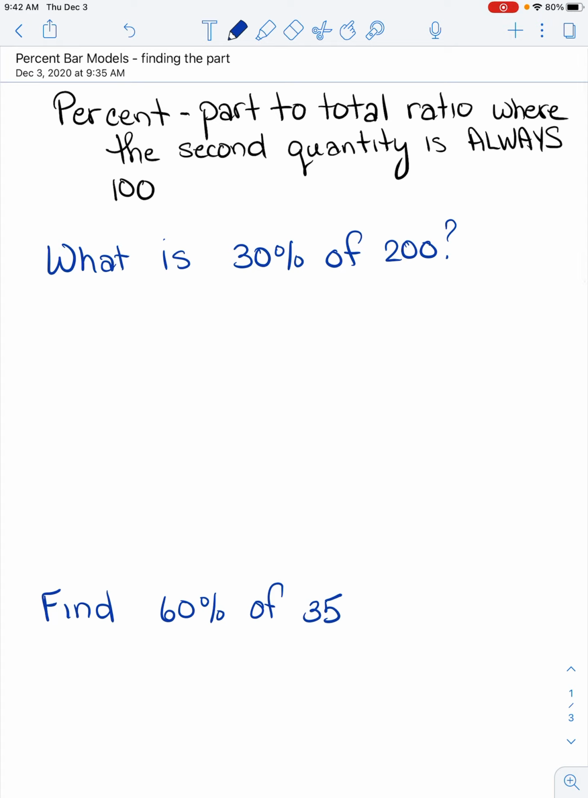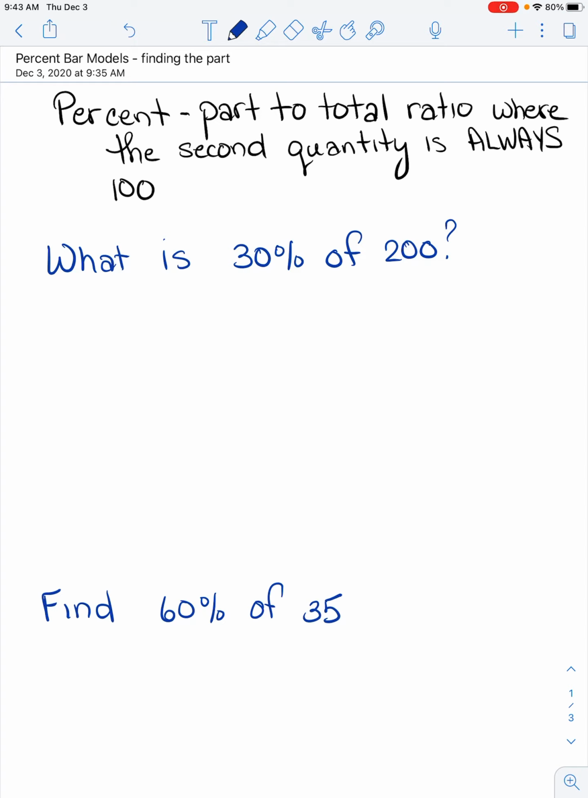So we're going to start by drawing a bar. It's similar to a tape diagram in that it's just a long rectangle, and it's going to give us a good visual as far as solving percent problems. And in this video, we are just going to be talking about finding the part when you're given the total.